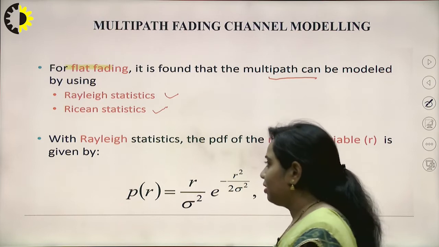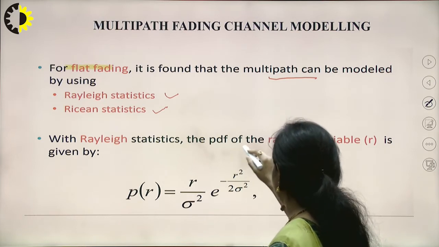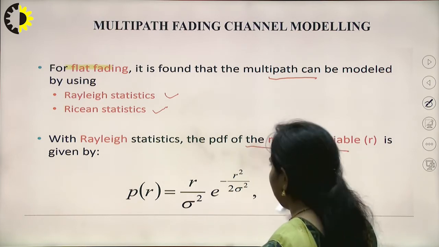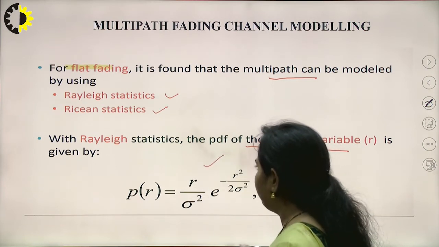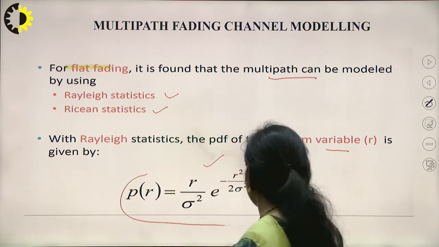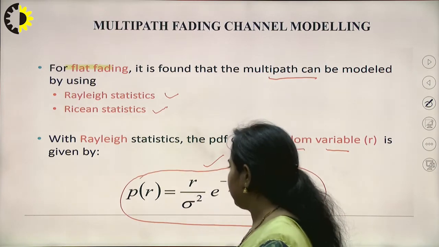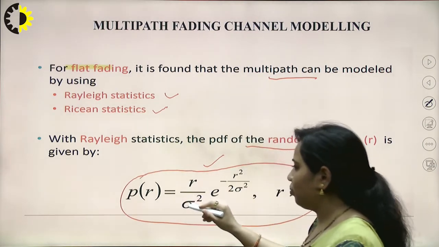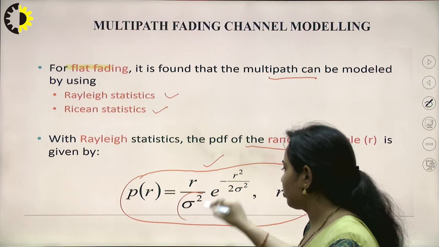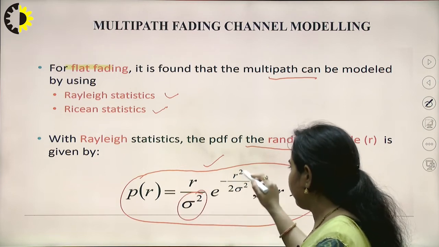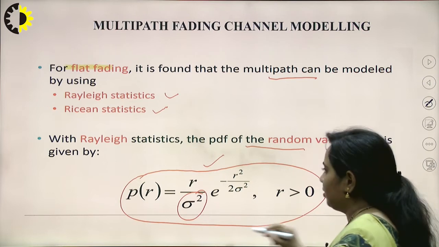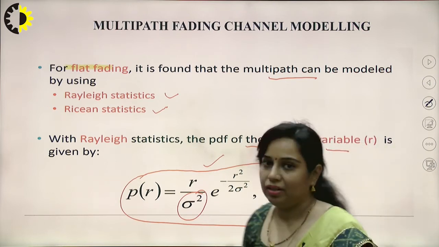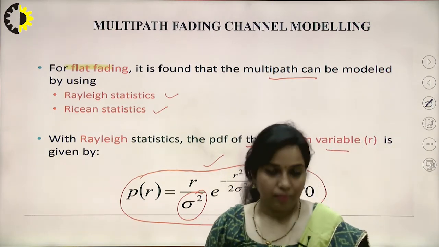With the Rayleigh stats, the PDF of this random variable R can be written as this. This is a well-known formula for the Rayleigh distribution, that is the probability density function. P(R) will be equal to R upon sigma square, sigma square is the variance, e to the power minus R square upon 2 sigma square. So R is the random variable, and sigma square is the variance of that particular system.